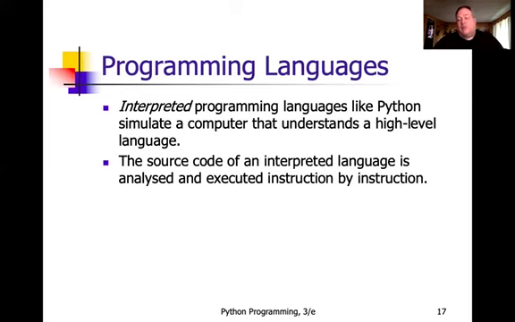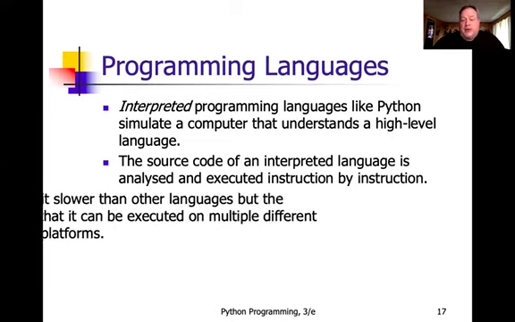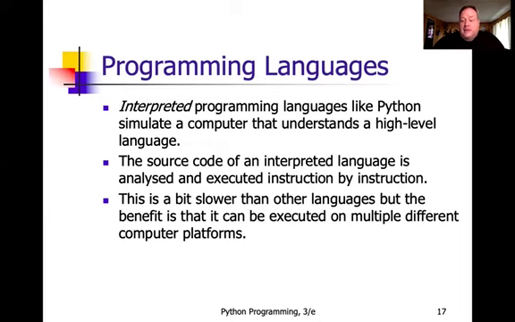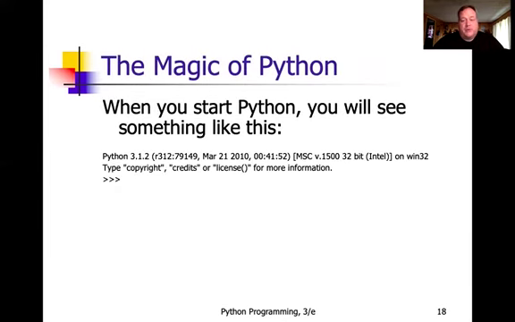So an interpreted programming language like Python is not the fastest programming language in the world. In fact, it's a little bit slower than a lot of other languages because the source code has to be interpreted and converted to machine code. While it is slower, it is, as I said, cross-platform compatible. You can write the program and it'll work on a number of different types of computers.